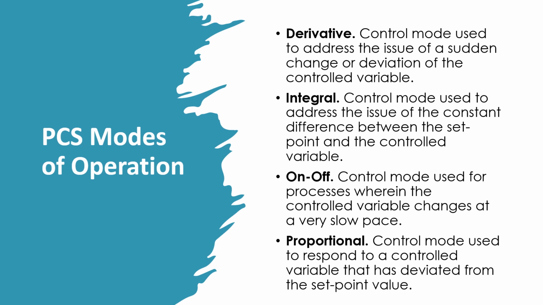The proportional mode of control is used to respond to a controlled variable value that has deviated from the set point value. The magnitude of response is in direct proportion to the difference between the controlled variable value and the set point value, also called the error value.